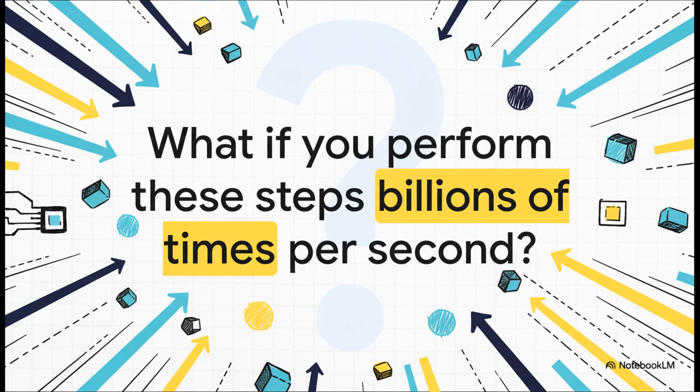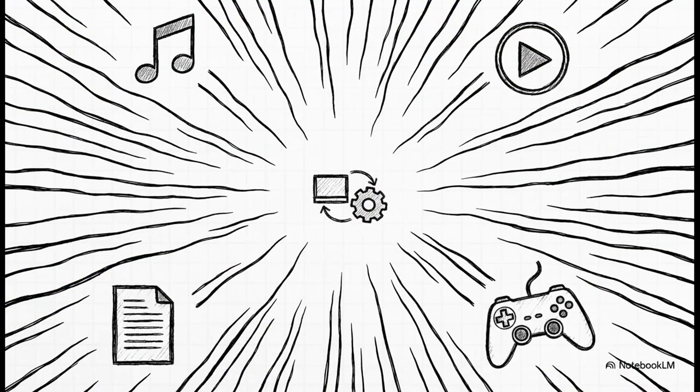So the final question is, what happens when you take that simple little loop and you run it billions of times every single second? You get everything. Every video you've ever streamed, every document you've written, every virtual world you've explored in a game, it all comes from combining these microscopic, simple steps at an almost unimaginable speed. That is the true power, and honestly, the beautiful simplicity of the computer's secret language.